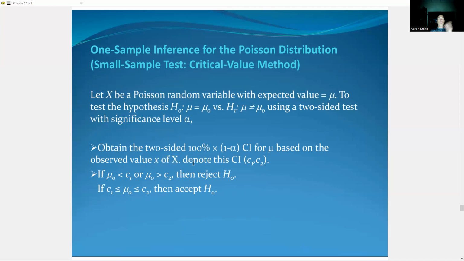So for the Poisson distribution, we'll actually compute the confidence interval, and then we'll check where our null hypothesis value is. Is it outside the confidence interval or is it inside the confidence interval? If it's inside the confidence interval, we fail to reject the null hypothesis. If it is outside the confidence interval, we reject the null hypothesis in favor of the alternative.